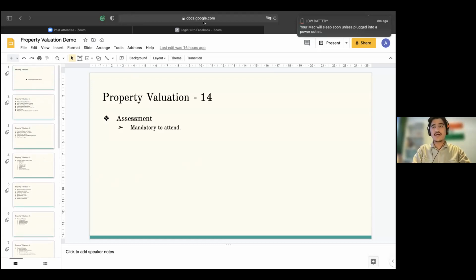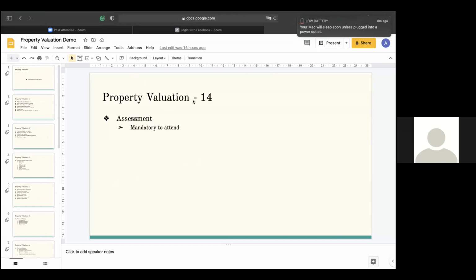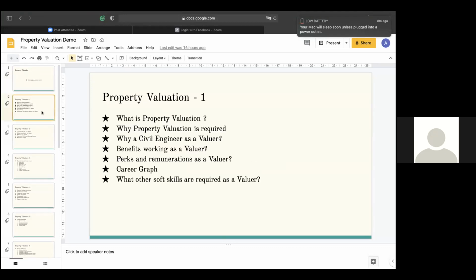Now I would ask for questions on these particular slides, any slides if you want. Yeah, please. Ayush Sharma ji, please. Is there a certification for this program? Will you provide any certificate?